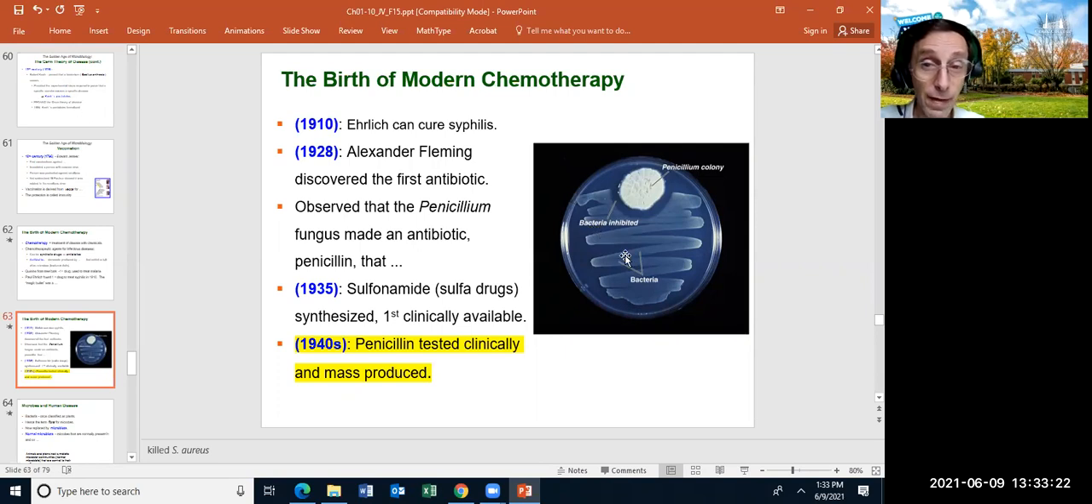When he looked at his plate, he noticed the bacteria were growing and that he had contamination on the plate. But when he looked at the contamination, he noticed a ring around the contamination where there was no bacteria growing. And he correctly concluded that something was diffusing out of the contamination and preventing the growth of the bacteria. And he called this an antibiotic. It actually was the first penicillin that was discovered, penicillin G. And he called it penicillin because it was made by the Penicillium mold, a fungus.